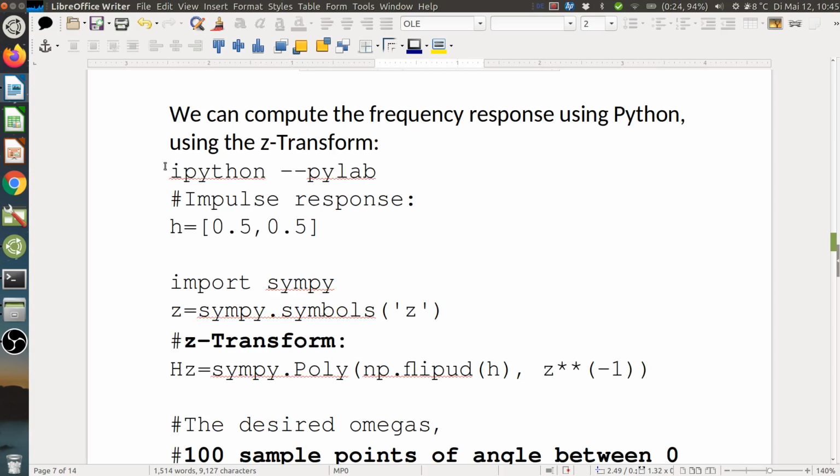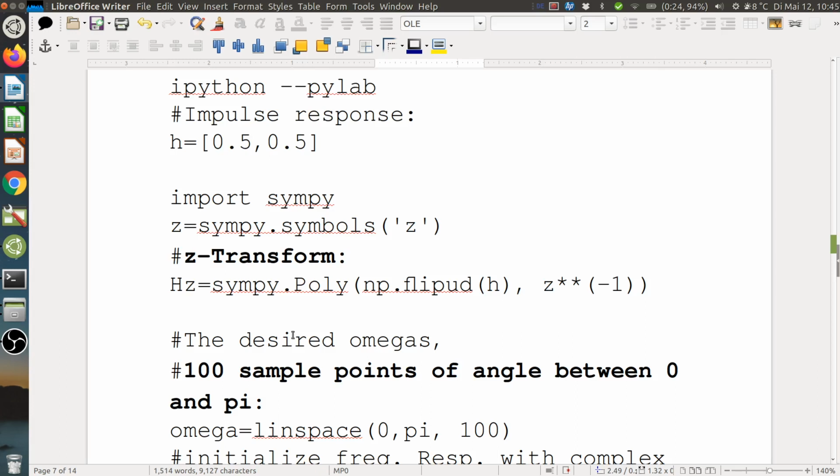So we start with IPython minus pylab. Here we have our impulse response. Here we now prepare for the z-transform. We define the symbol z. And here we then compute the z-transform as polynomial of our impulse response h. Right, so here we simply turn it into a polynomial.